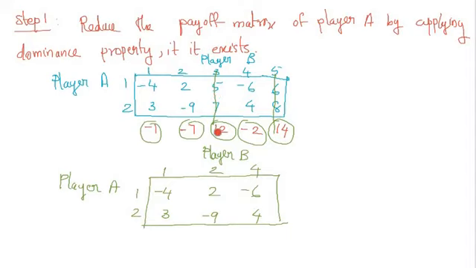Next, look at the next maximum, that is -1. Here the property is not satisfied. Next we move on to the next maximum, that is -2. Here also not satisfied. Then last is -7. Here also the property is not satisfied. That is, using the dominance property, we are able to reduce the number of columns, and the reduced payoff matrix is shown here.